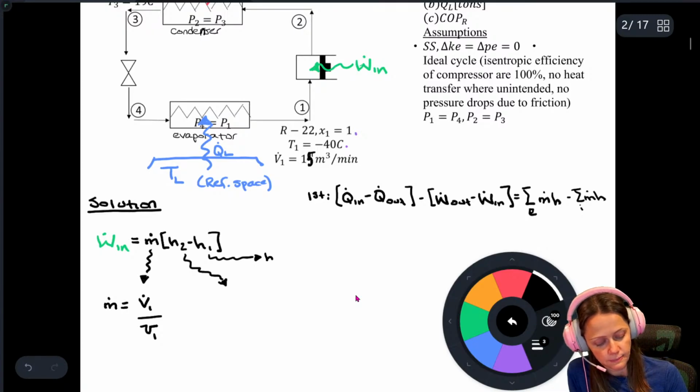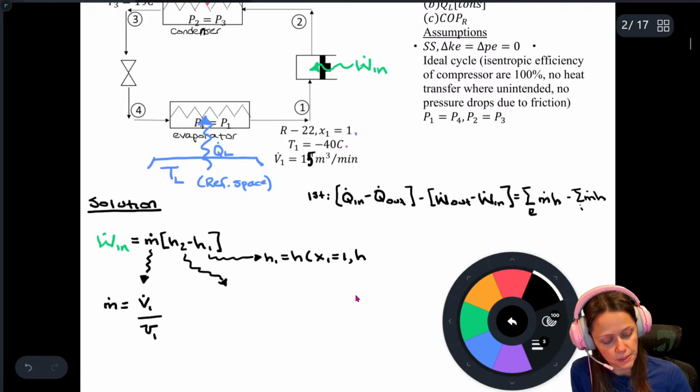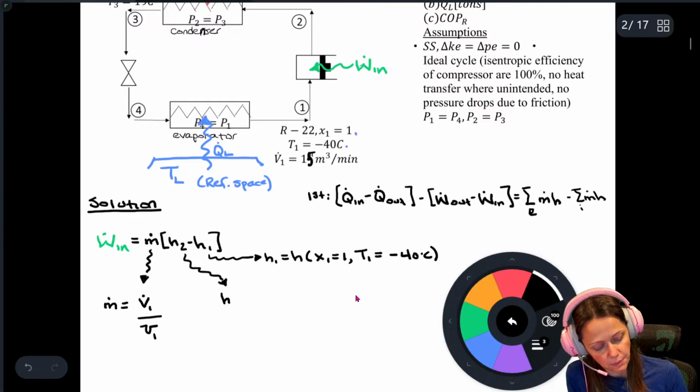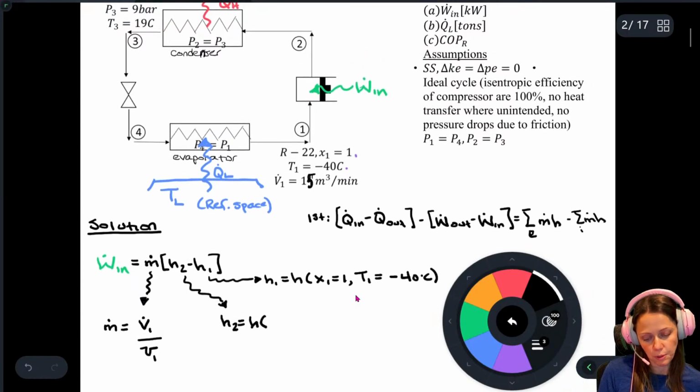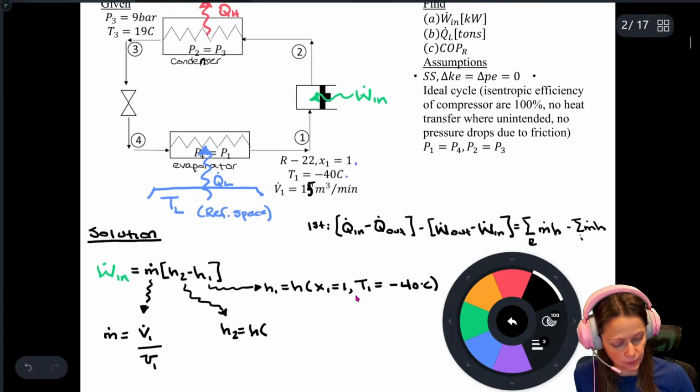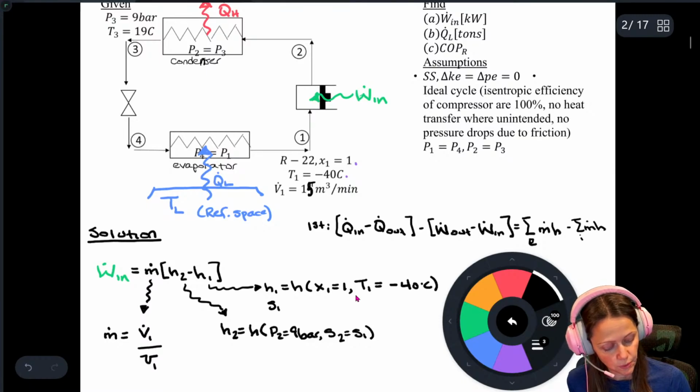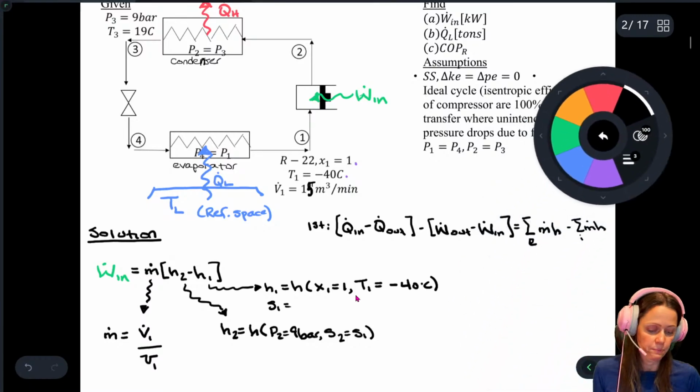So state 1, my two independent intensive properties: I've got my quality, it's 1, and of course my temperature, T1 is negative 3 degrees Celsius. And then for state 2, I know what the pressure is. The pressure is 9 bar, so P2 equals 9 bar. And since it's an ideally isentropic process, S2 and S1 are equal to one another. So I'll probably need to get that as well.